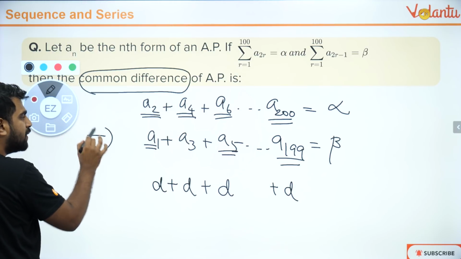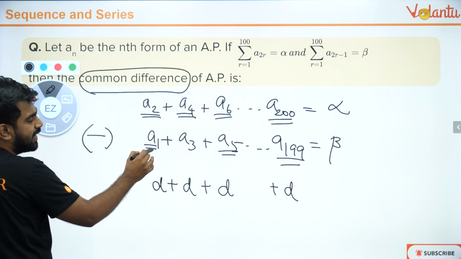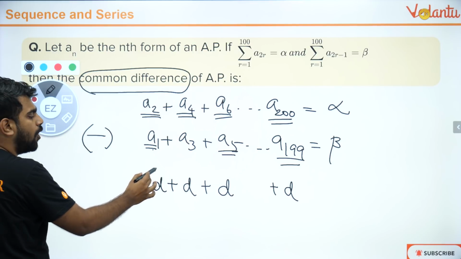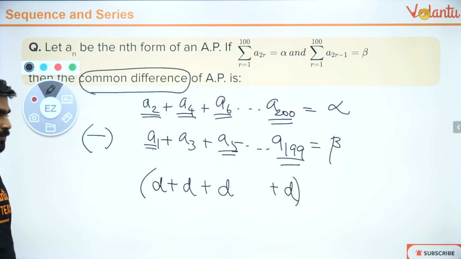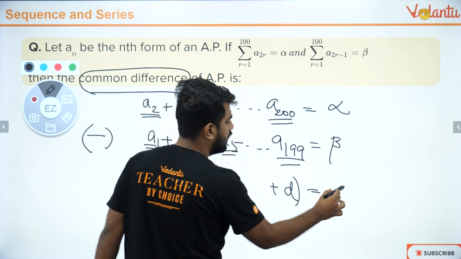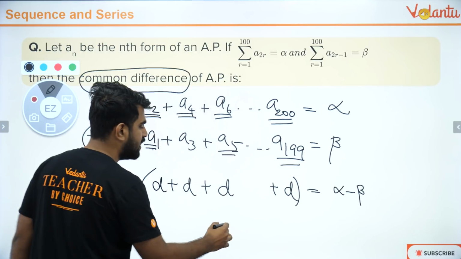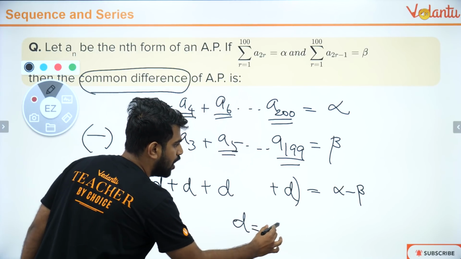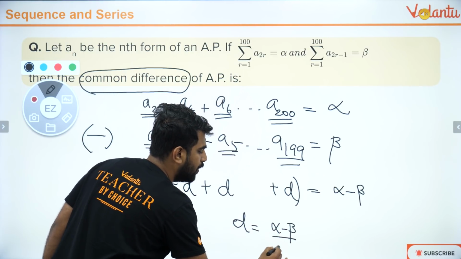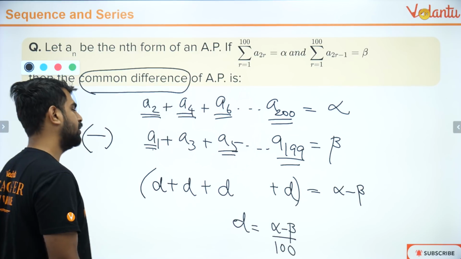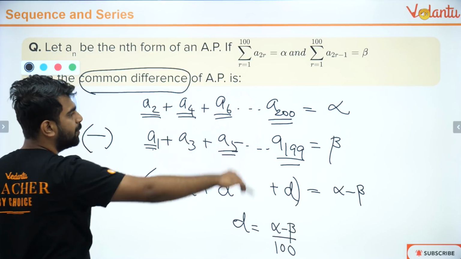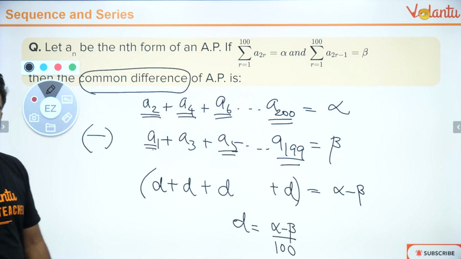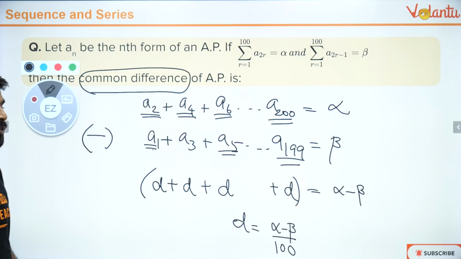So if I subtract the second one from the first, I will get all the terms to be equal to the common difference. And that is equal to what? Alpha minus beta. So what is your common difference? Your common difference is (alpha minus beta) by 100, because this is 100 times D: 1D, 2D, 3D, all the way up to 100 times D. Are you guys able to follow that?